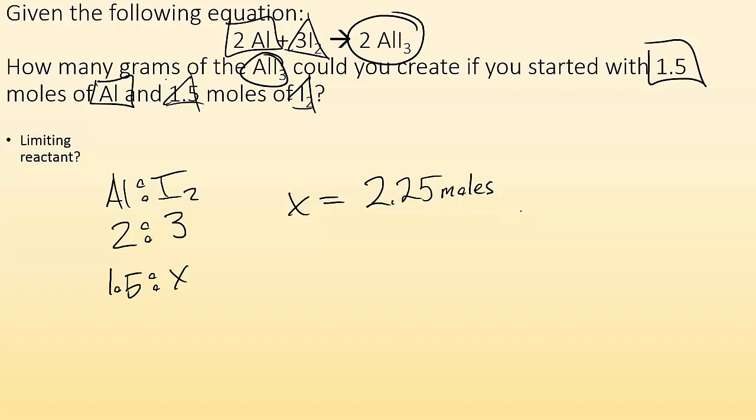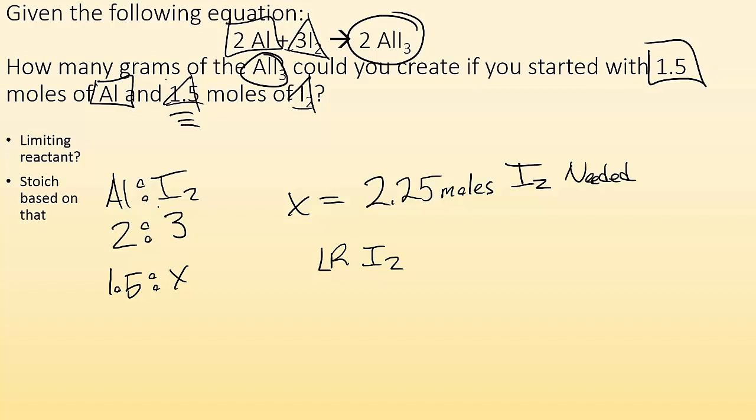So what's that tell me? Well, that's how many moles of I2 I need. So I look, well, I only have 1.5 moles of I2, so I don't have enough I2. That tells me that my limiting reactant is I2, right? Because I have less than what I need. So now I go, all right, well, I'm going to ignore everything that's aluminum, and I can look at just I2. So the next part is do the stoichiometry based on I2.